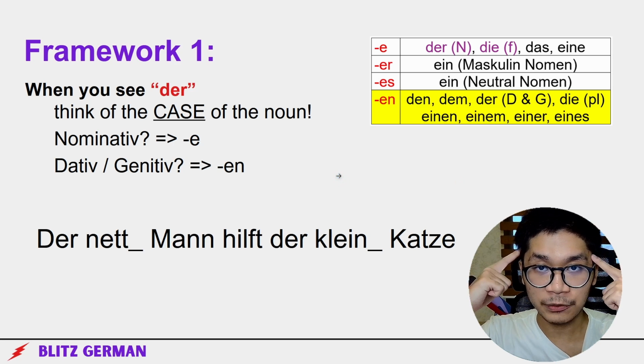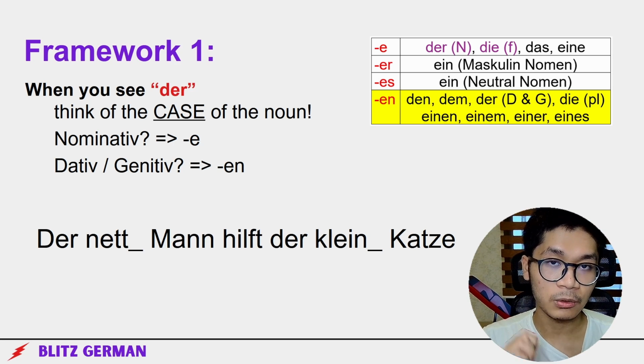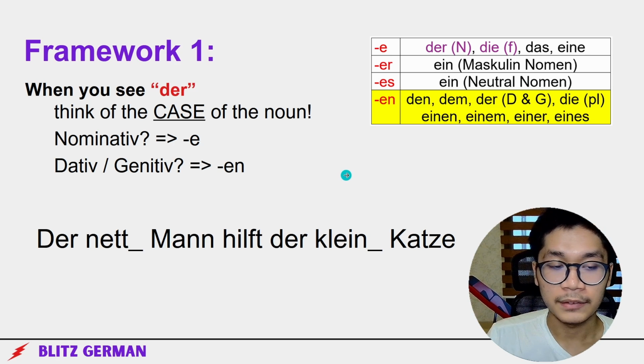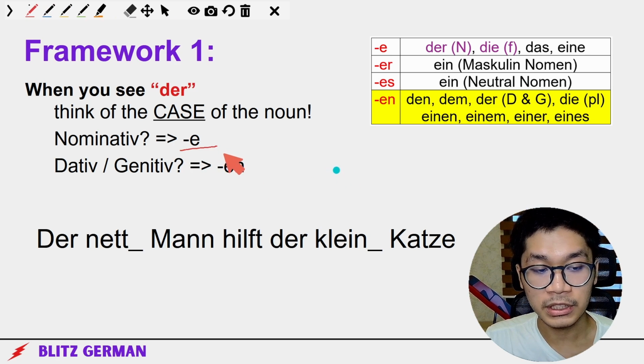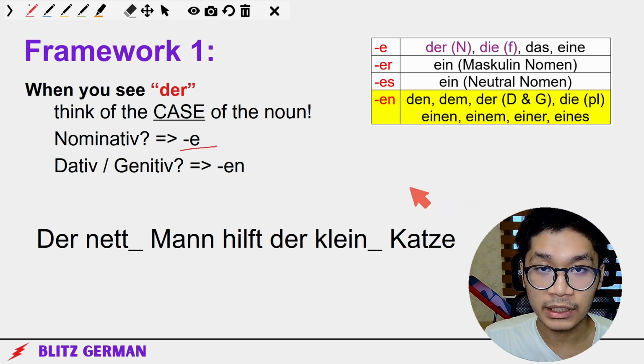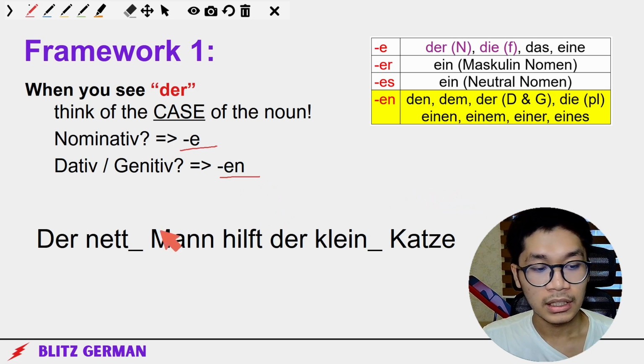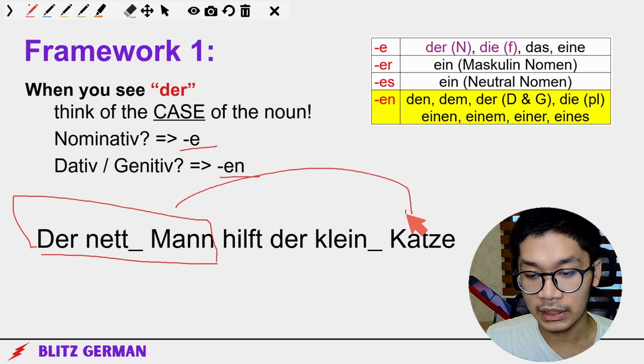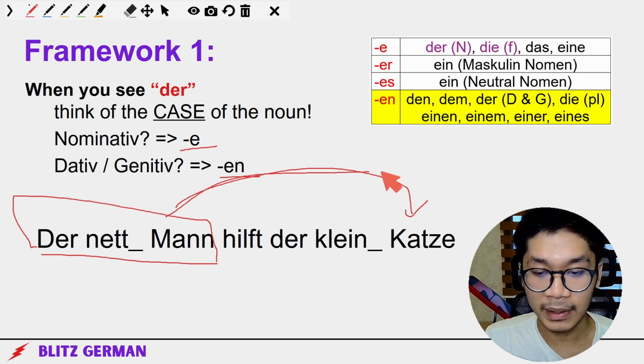When you see der, you have to think. You cannot instantly decide what the Adjektivdeklination is, you have to think. Der, think of the casus. If the casus is nominative, you use e. If the casus is dative or genitive, you use en. So here, what is it? The man helped this cat. Okay, this man helps the cat.